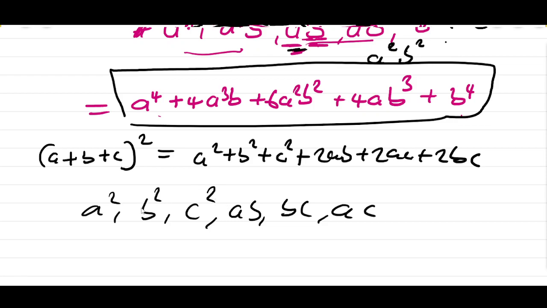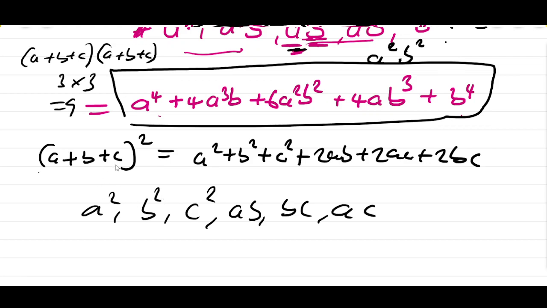Now, how many terms do we have? We have 1, 2, 3, 4, 5, 6. But we should have a total of 3 times 3, which is 9 terms. This is because it is a plus b plus c, multiplying a plus b plus c. So we should have a total of 3 times 3, which is 9 terms appearing.